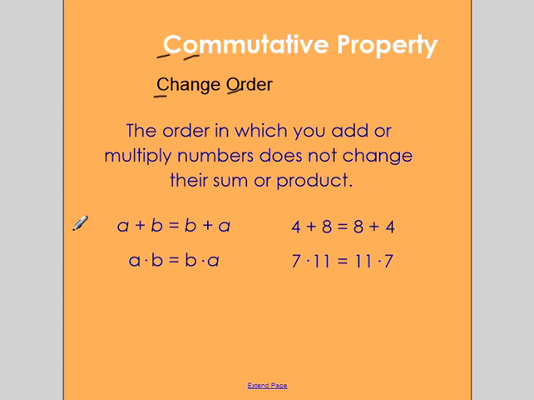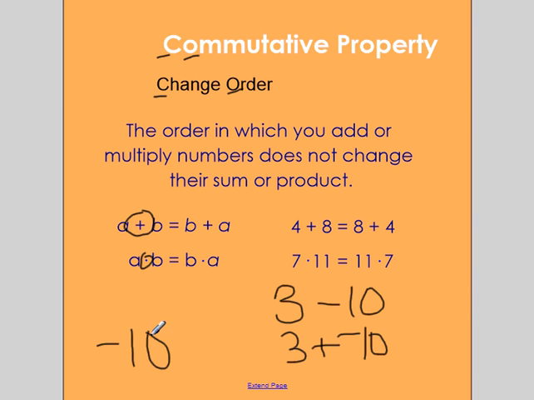It only works with addition and multiplication. Do not try and use commutative property with subtraction. In order to use the commutative property with a subtraction problem, you would need to change it to addition. So if I have 3 minus 10, I cannot just do 10 minus 3 and get the same answer. I have to change it into an addition problem, and then I can change the order and do negative 10 plus 3. Okay, that's very important. It's a mistake a lot of people make.